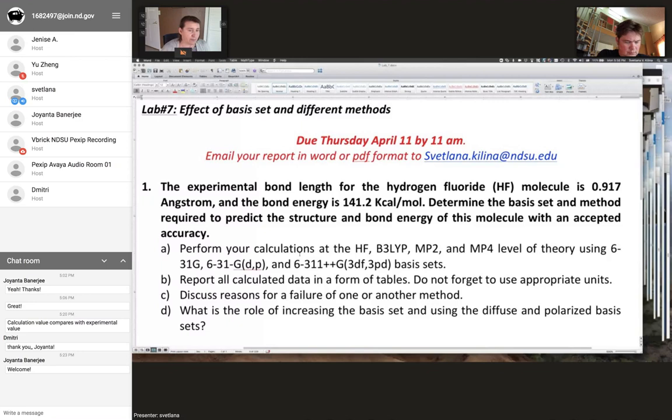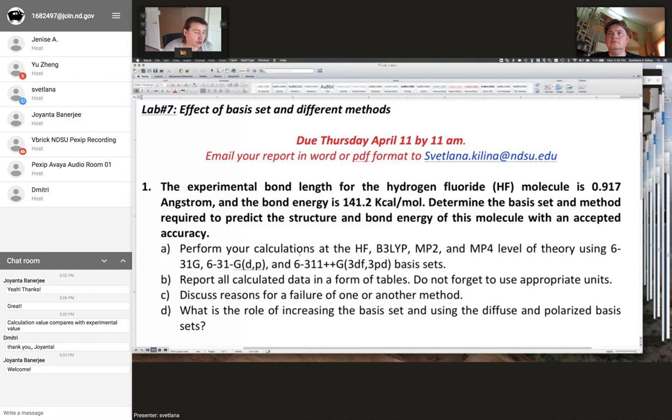And the bond energy, I put it in kilocalories, but you can, of course, convert it to electron volts because Gaussian probably doesn't provide the units in kilocalories. You have to do some conversion to the different units, but this is the bond energy of this compound in kilocalories, which is 141. Let me recheck it once again. I think it's correct. So these are experimental values.